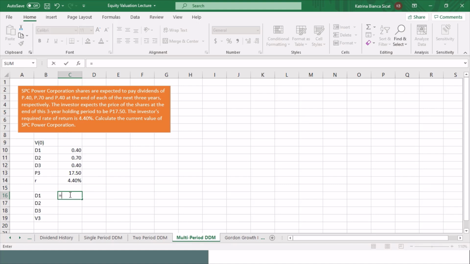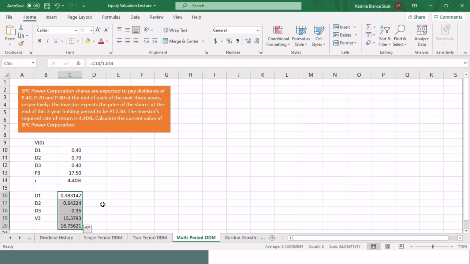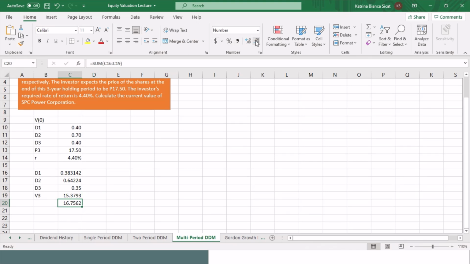Okay, so D1 is equal to 0.4 divided by 1.044, our required rate of return being 4.4. Next, we have 0.70 divided by 1.044 raised to 2. D3 is 0.40 divided by 1.044 raised to 3. And 17.5 divided by 1.044 raised to 3. Alright, tapos drag lang natin. Total. So the answer is 16.76. Okay.